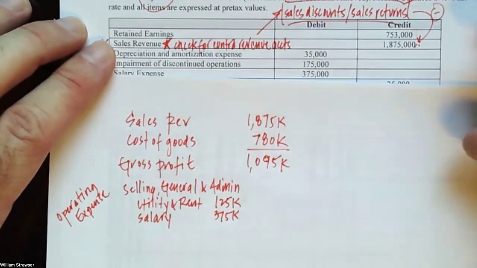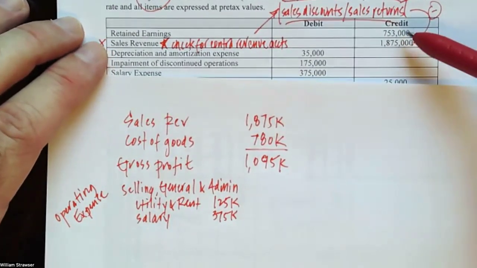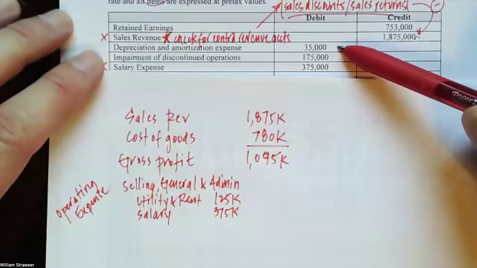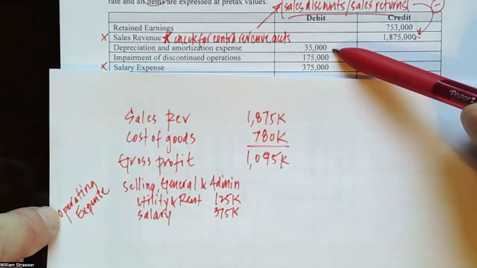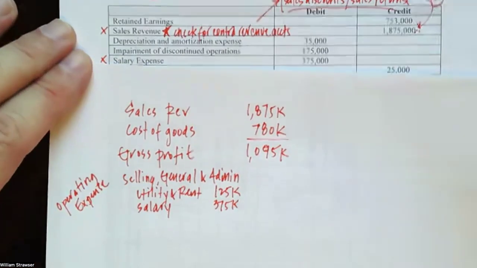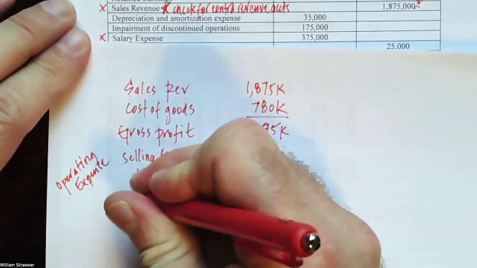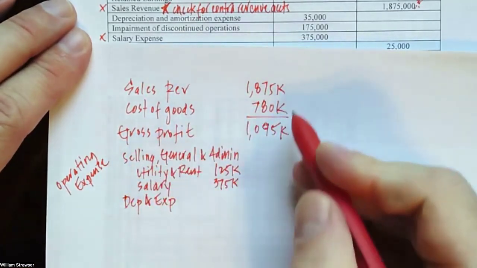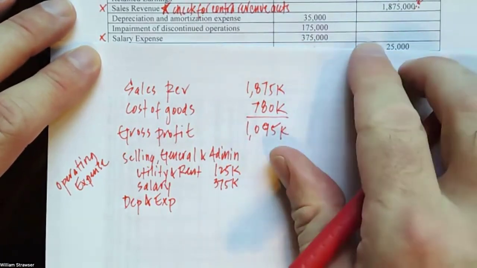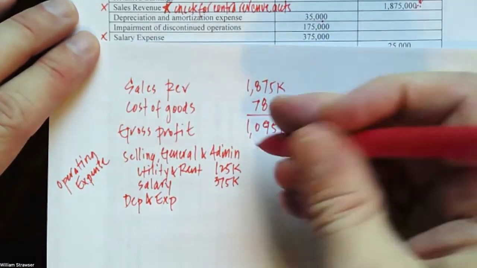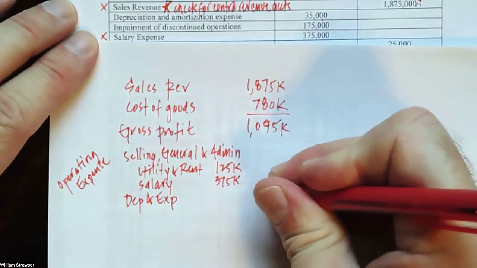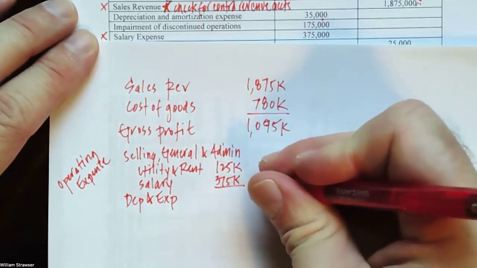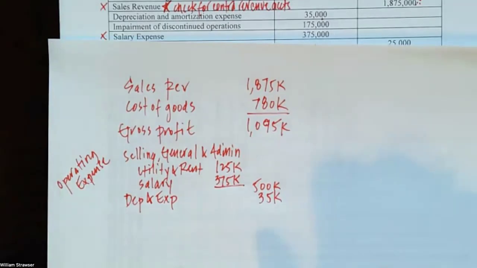Retained earnings. This is not an income account. This does not go on the income statement. We can disregard that for now. Depreciation and amortization. All right, this is an operating expense, but it typically is not listed with SG&A. We would report that underneath gross profit, just separate it from the SG&A pieces. Salary expenses 375, depreciation and amortization 35. And then when I combine these two and total them out, that's $500,000 of SG&A in total.